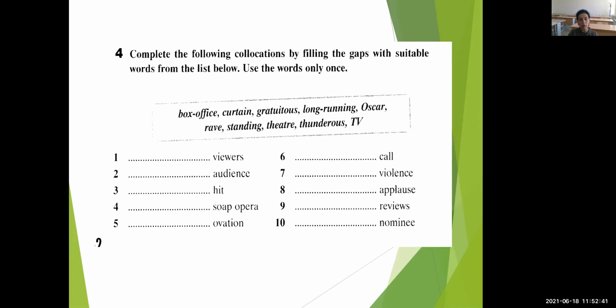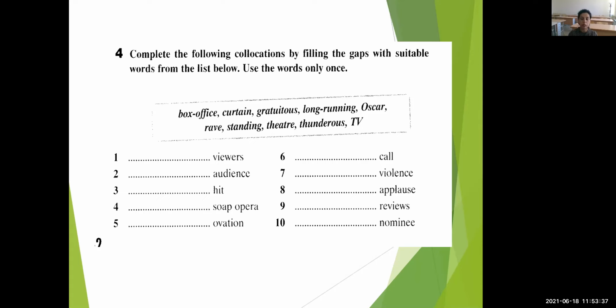So the next activity is connected with using collocations, to fill in the gaps with collocations, and so on. Use the words only once. So we have the following words: box office, curtain, gratuitous, long running, Oscar, rave, standing, theater, thunderous, and TV. There are 10 words that you have to use to make collocations, like box office, and so on. So what is the word number one? We have viewers, audience, heat, soap opera, ovations, call, violence, applause, reviews, and nominee here that we have to complete, of course, using these words.